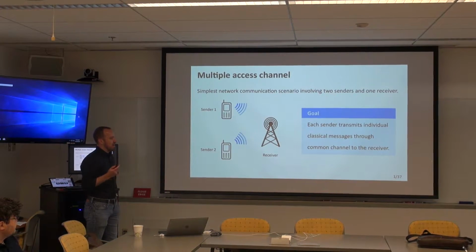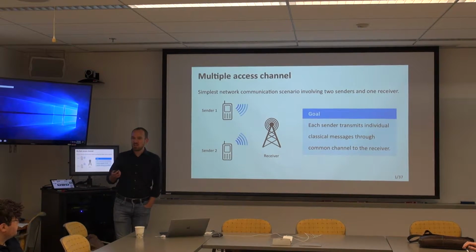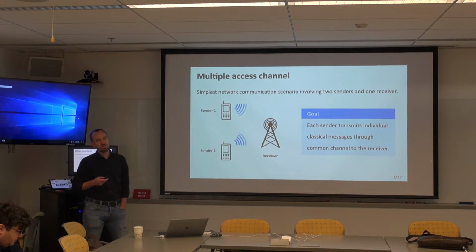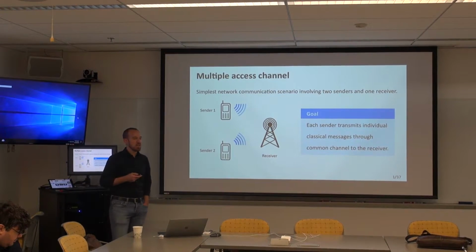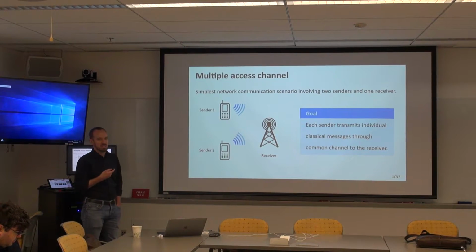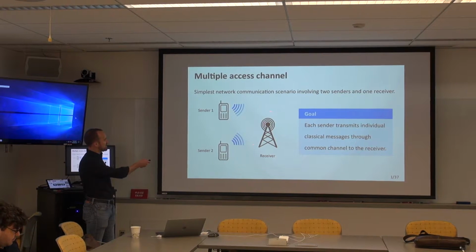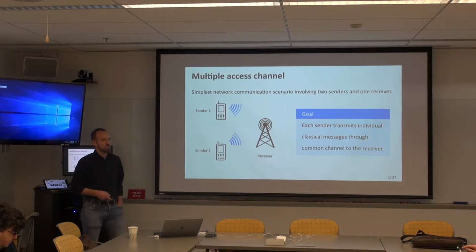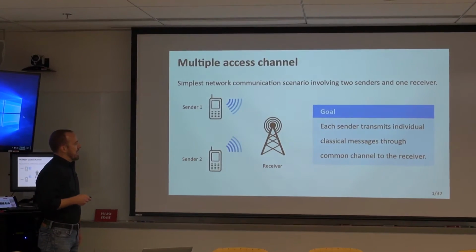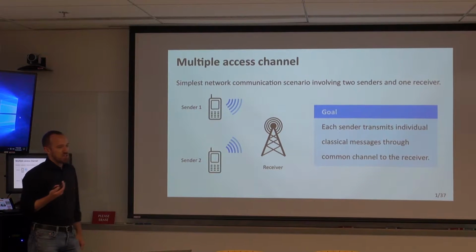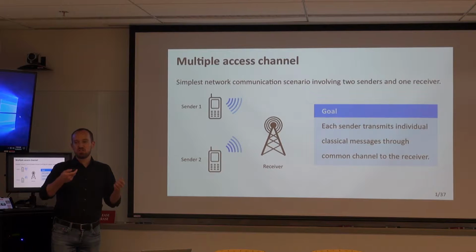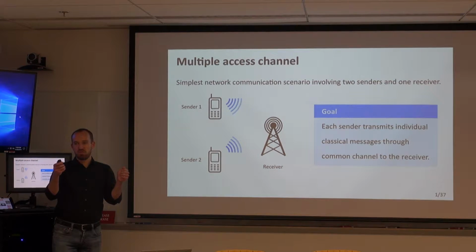Since I'm assuming that not everyone knows what a multiple access channel is, I want to give you a very quick intro. So a multiple access channel is kind of the simplest network communication scenario, where you have two senders and one receiver. A common example is that you picture a cell tower, and then you have two mobile phones who try to send their location to the cell tower. And the goal in the multiple access channel scenario is for each sender to transmit an individual message to the receiver, who wants to decode both of them individually.